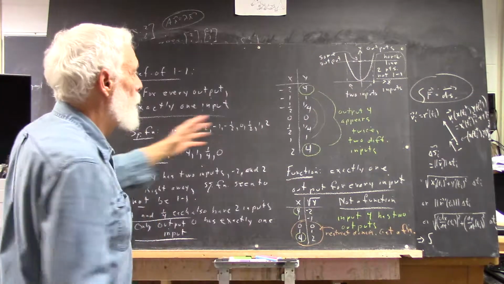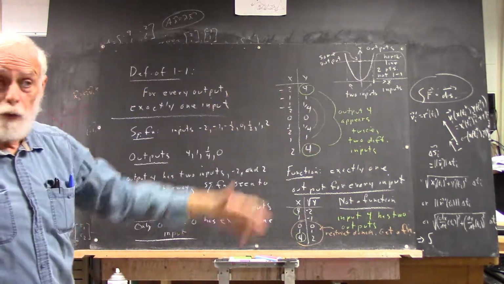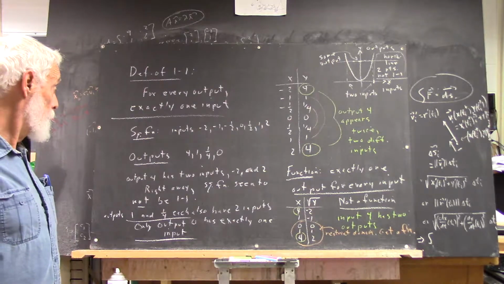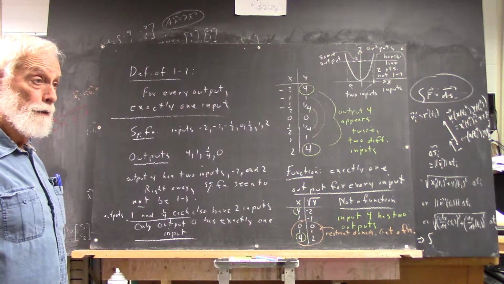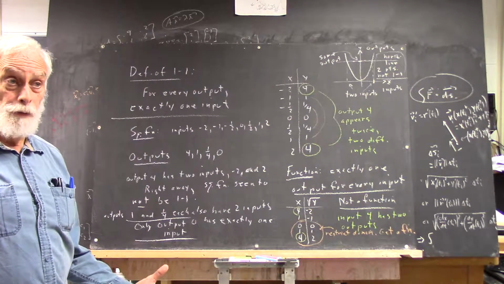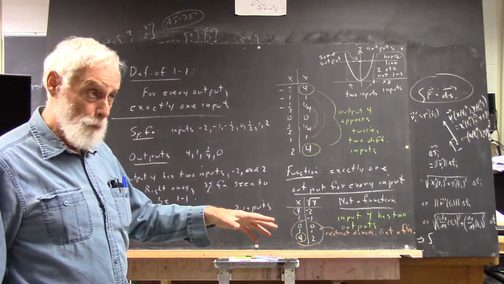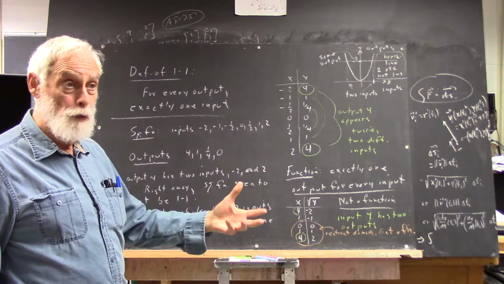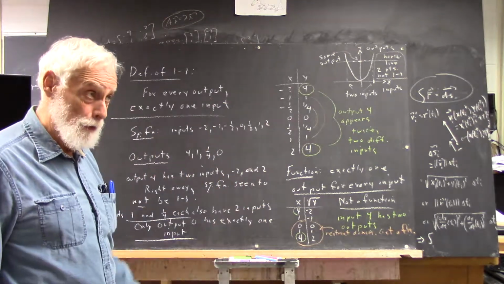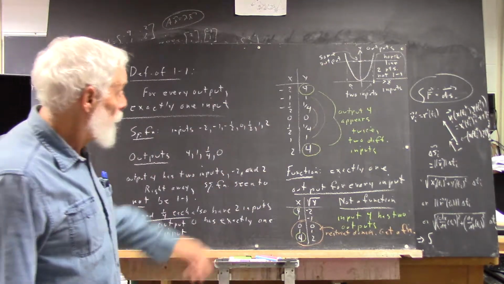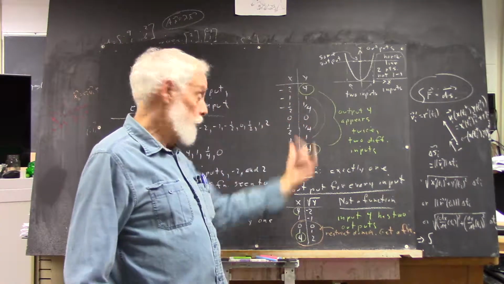So there are a number of ways you can look at this one-to-one property. You look at inputs and outputs. If there's an output that has more than one input, it's not one-to-one. If it is one-to-one, then every output has exactly one input. And then you would be able to reverse the table and get a function.